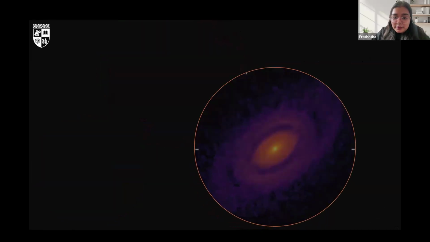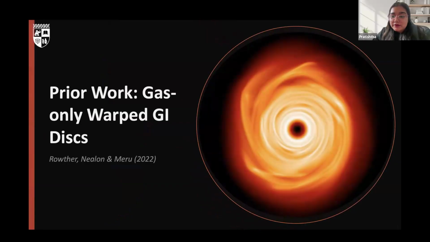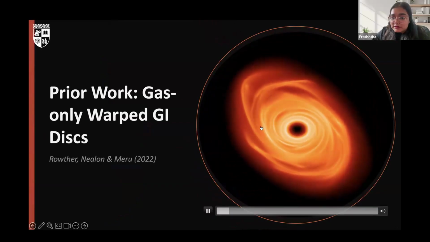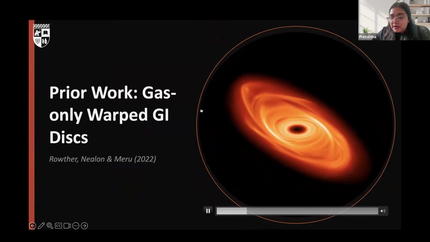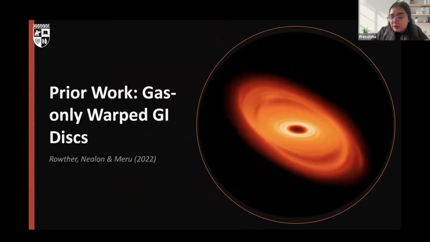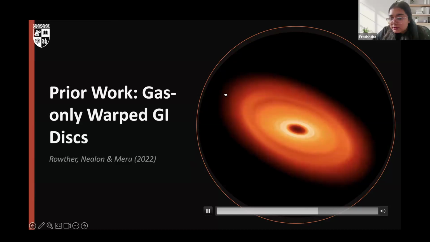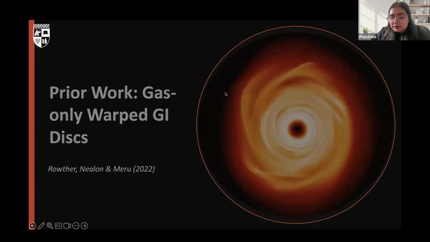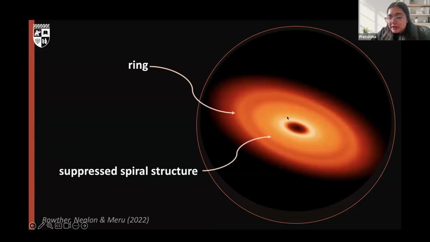Previous simulations of the self-gravitating phase of warped disks by Sal have shown that when a warp is introduced in a disk, it can form these axisymmetric structures. So this is a disk, and here we have a warp. As we let the disk evolve, this warp heats up the disk, and then we get an axisymmetric disk with ring-like features at the end of the simulation. The spiral structure is suppressed, and if we let it run for even longer, the spiral structure comes back.